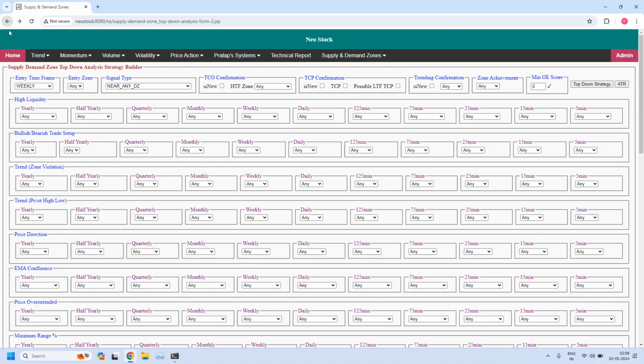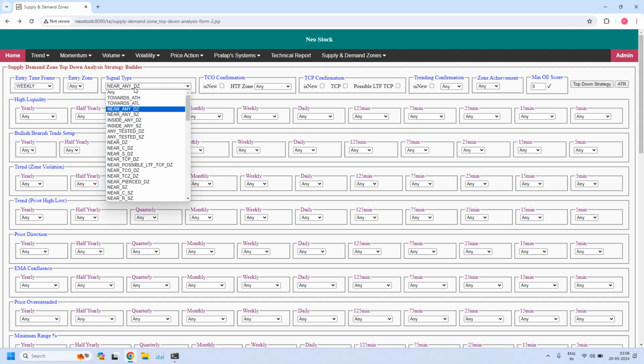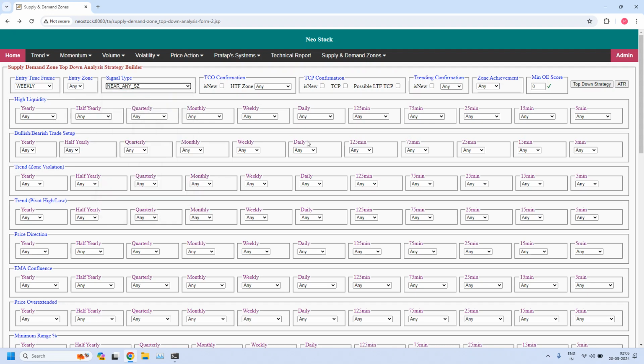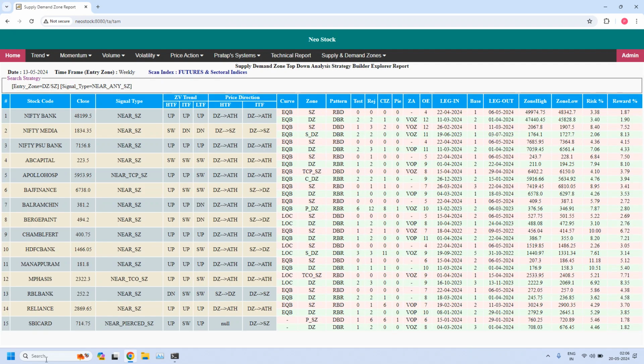So I am going back. For weekly time frame, let us find the stocks near weekly supply zone. So 15 stocks are filtered near to the weekly supply zone.